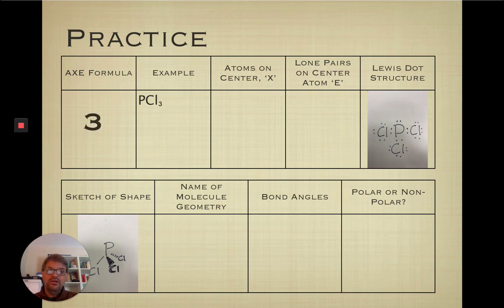Okay. 3 atoms on center. Phosphorus is in the middle. Chlorines, we have 3 connected to it. These 2 dots right here, that's right, that's a lone pair. Okay? So the AX formula, AX3E1. Take a moment and determine the shape.